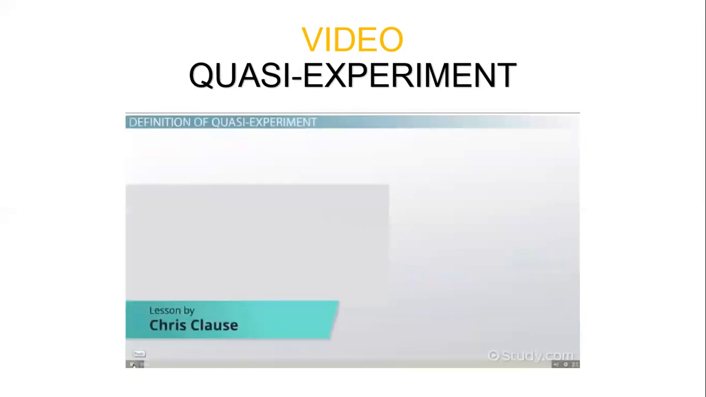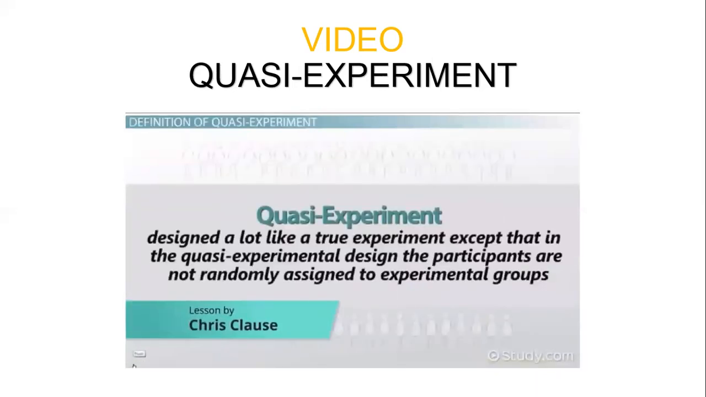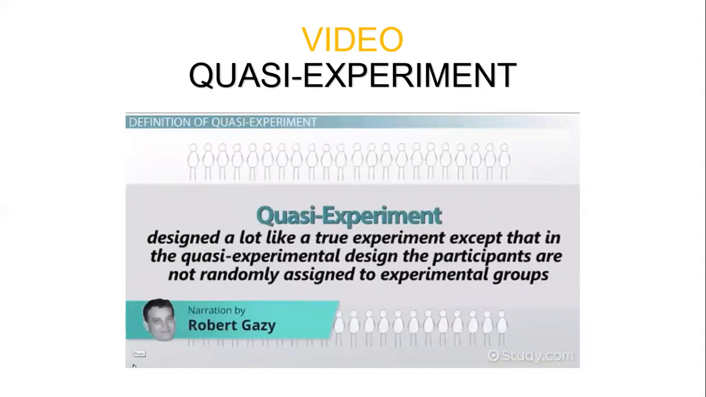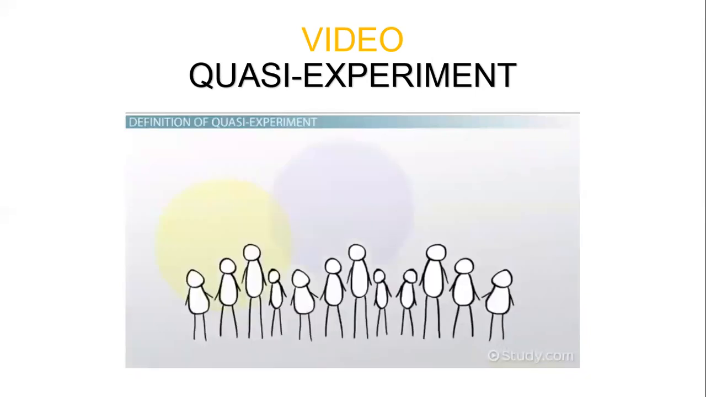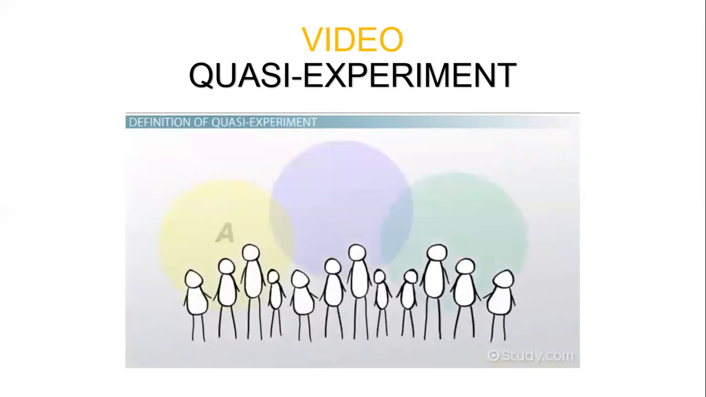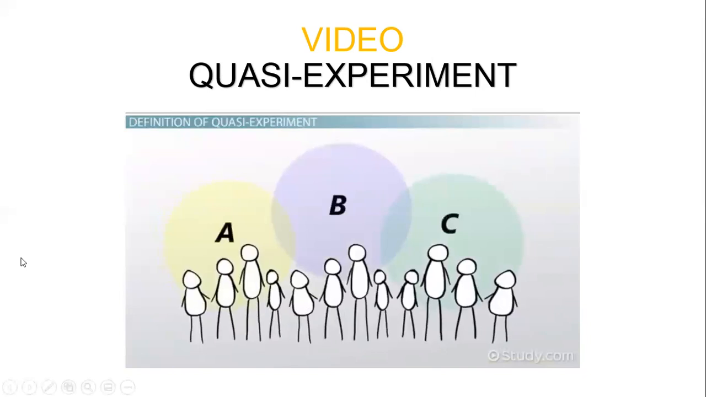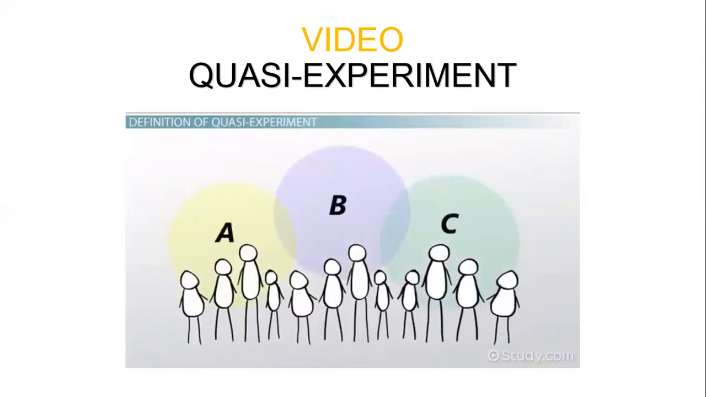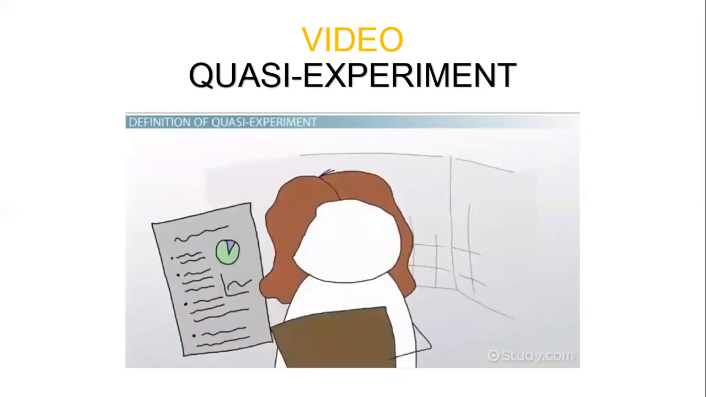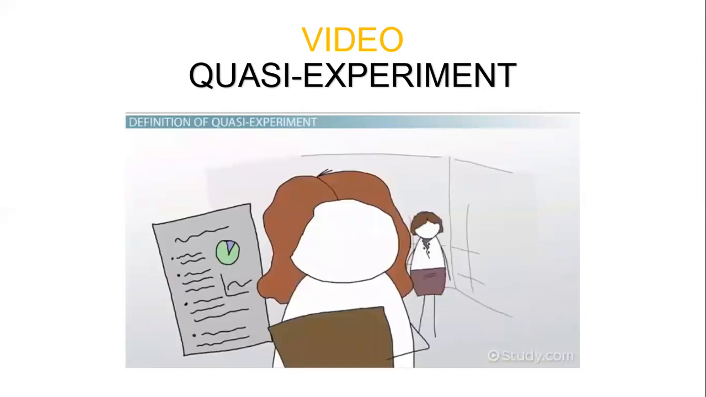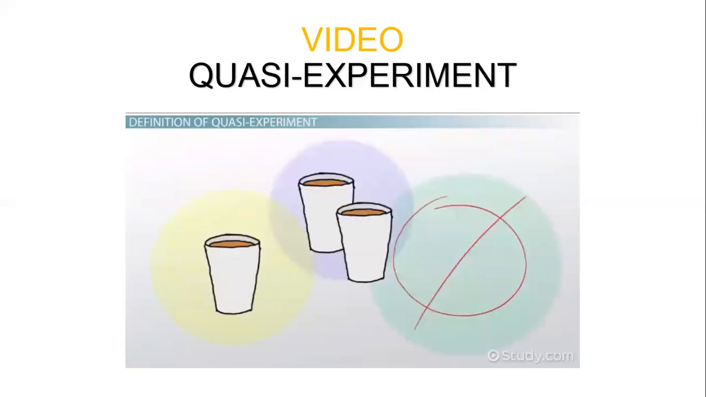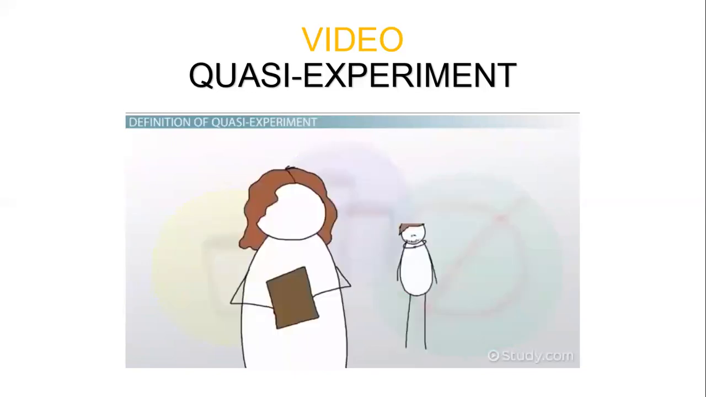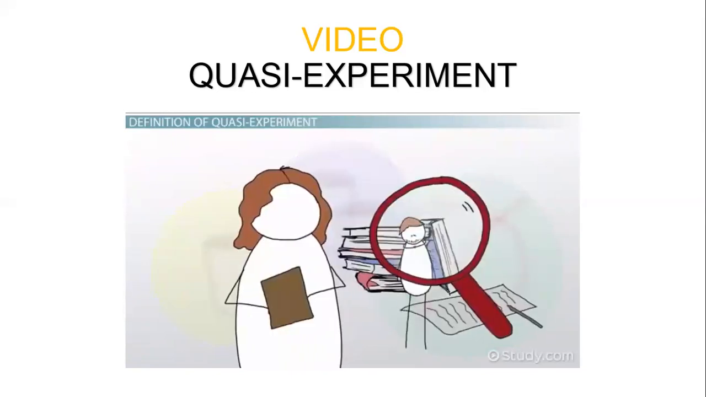A quasi-experiment is designed a lot like a true experiment, except that in the quasi-experimental design, the participants are not randomly assigned to experimental groups. In a true experiment, research participants have an equal chance of being assigned to any condition of the independent variable, the one being manipulated by the researcher, that is involved in the study. So, for instance, if a researcher was examining the effects of caffeine on reading comprehension, she might randomly assign participants to one of three independent variable conditions: those who drink 1 cup of soda, 2 cups of soda, or no soda. She might then assess each person's reading comprehension abilities following exposure to the independent variable.